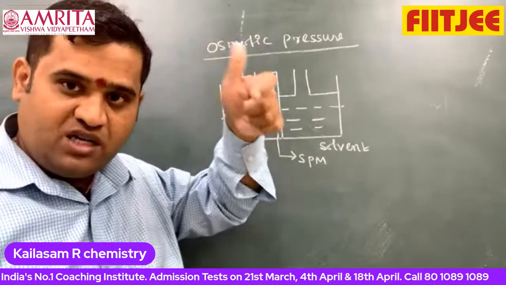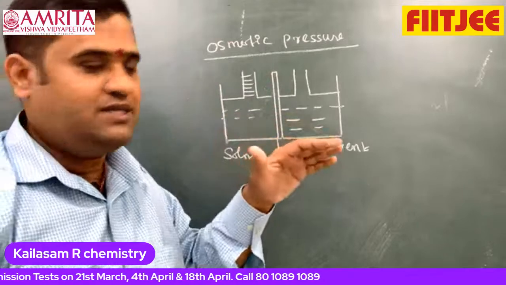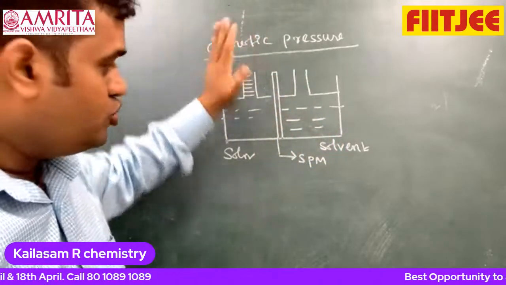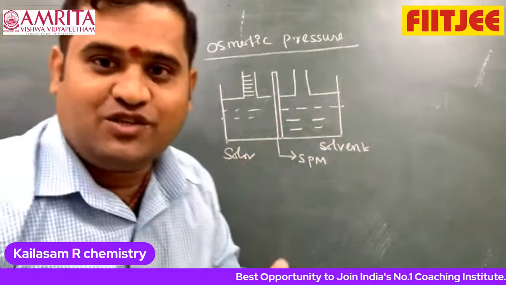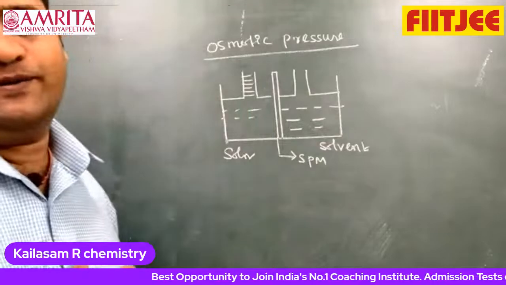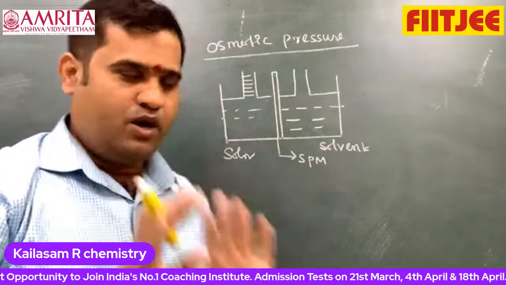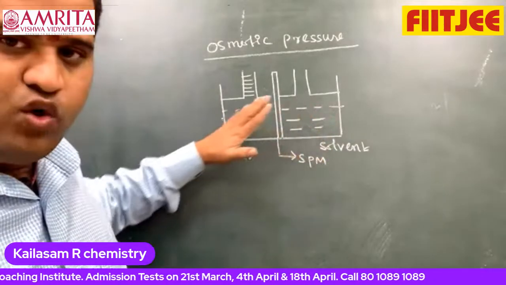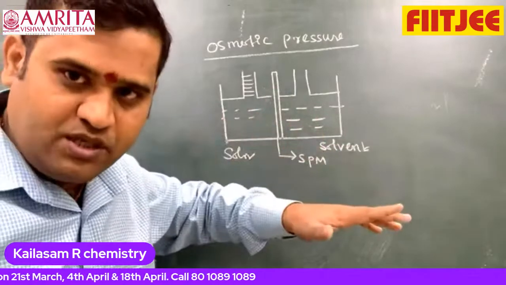Now, what is the definition of osmotic pressure? To stop the process of osmosis, add extra pressure on the solution side to stop the flow of solvent molecules through the SPM. That pressure is called osmotic pressure. What is osmotic pressure? Simply, very simple: at equilibrium, the flow of solvent, that means the osmosis process, should be stopped.